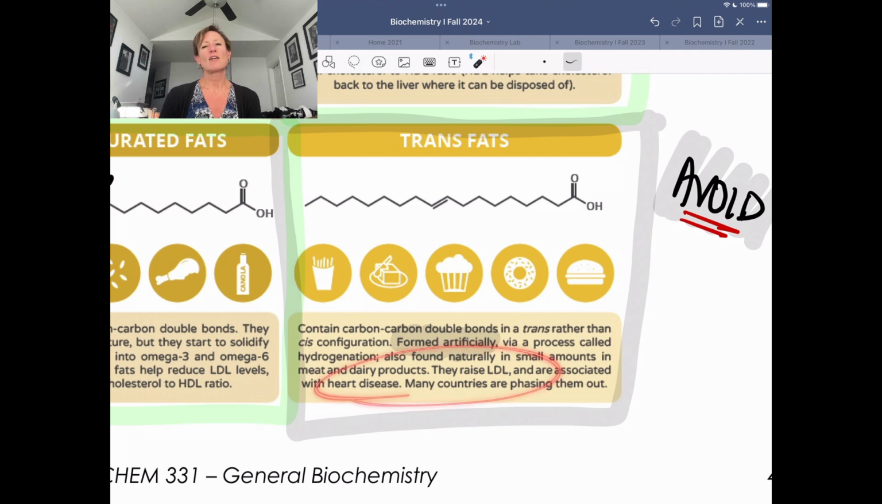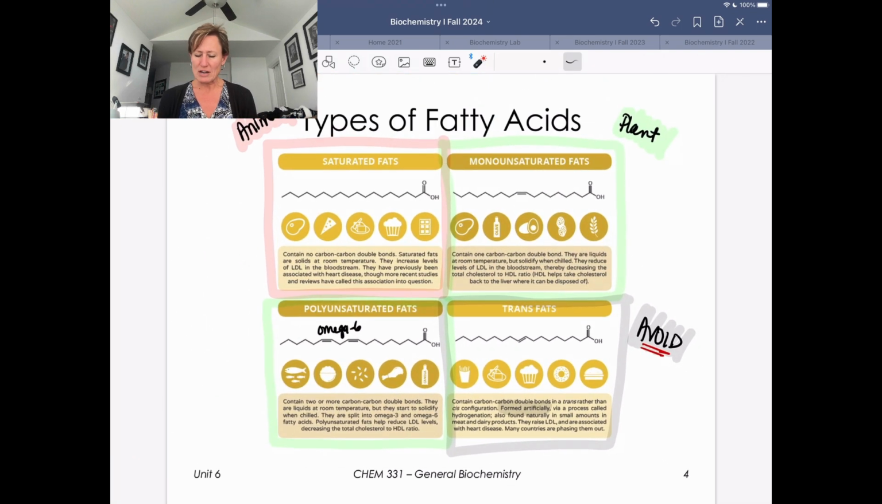Again, we'll talk about the heart health implications next semester on this. Okay, many countries are phasing them out. We'll talk a little bit just about the history of what we see on food labeling in terms of trans fats. So that's just kind of an introduction of the things that we're going to delve a little bit deeper into on this slide.